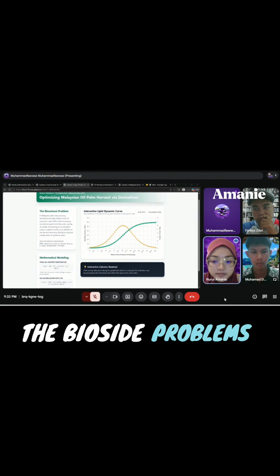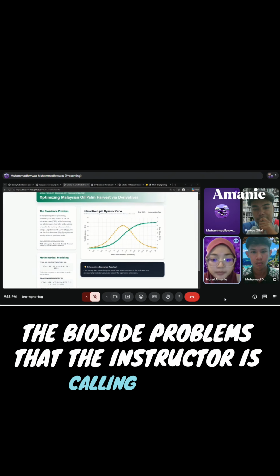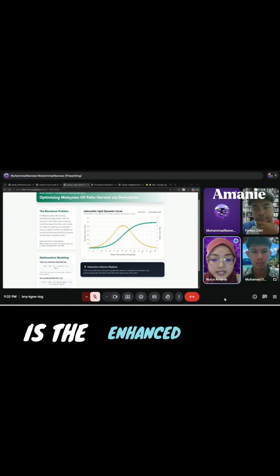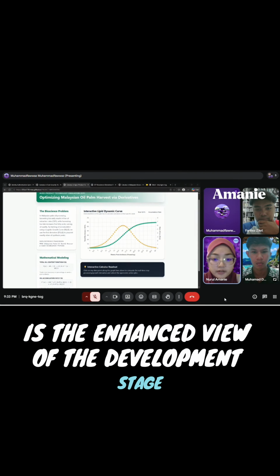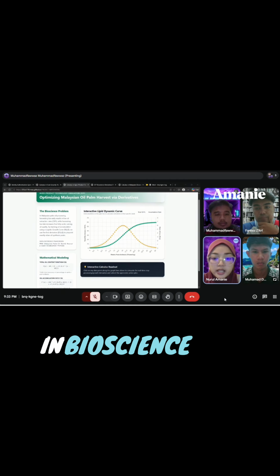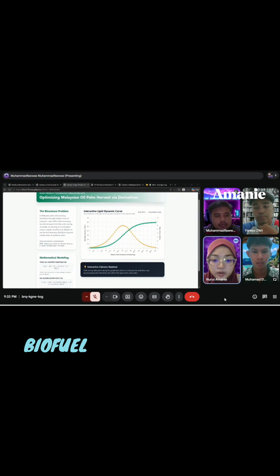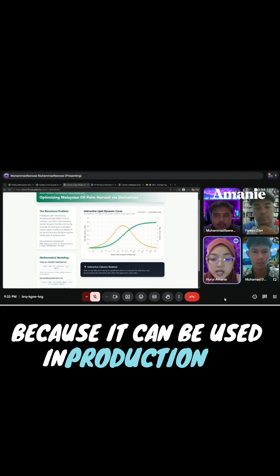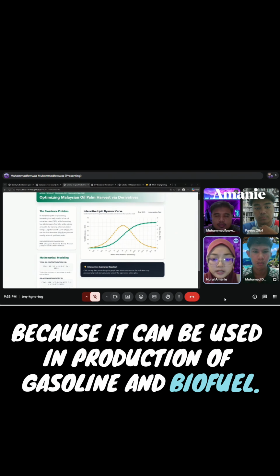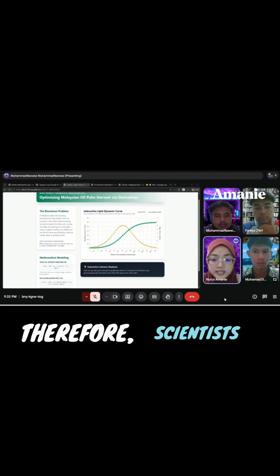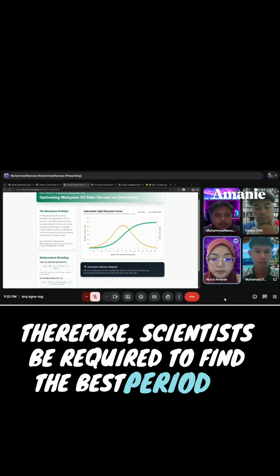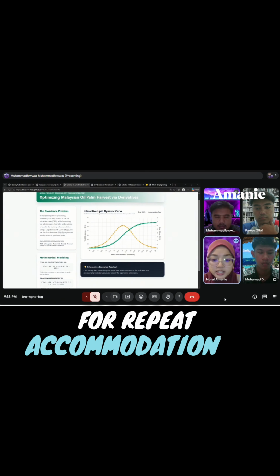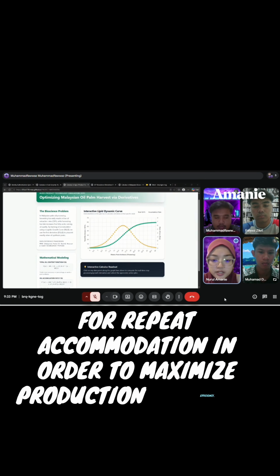The bioscience problem studied in this graph is lipid or biomass accumulation in plants throughout the developmental stage. In bioscience and biotechnology, biomass production is very important because it can be used in the production of cosmetics and biofuel processes. Therefore, scientists need to determine the peak period for lipid accumulation in order to maximize production efficiency.